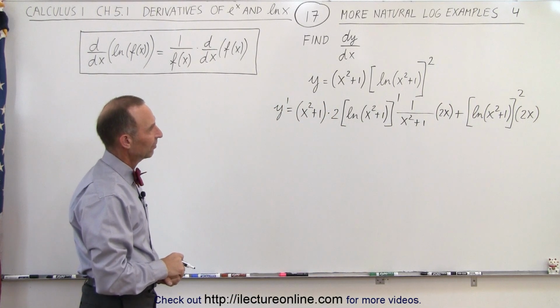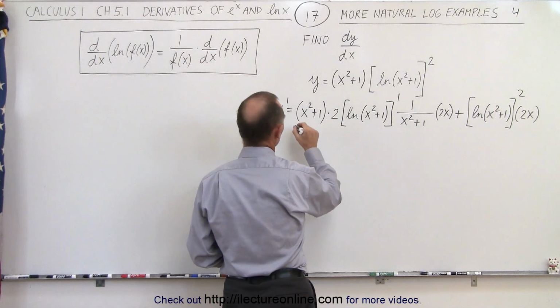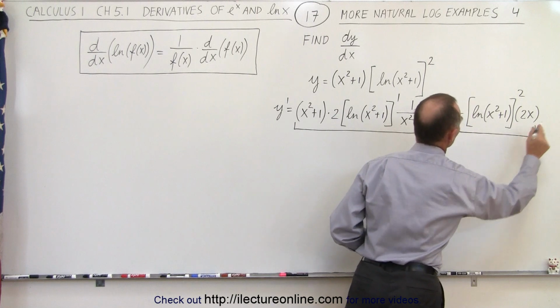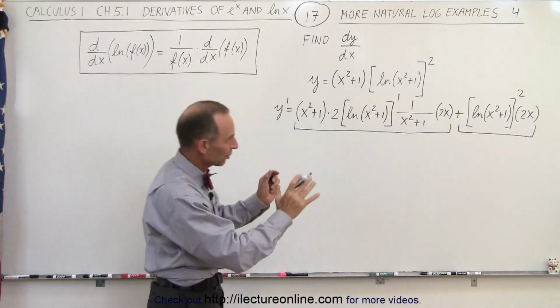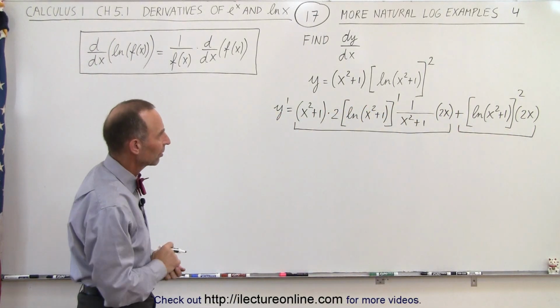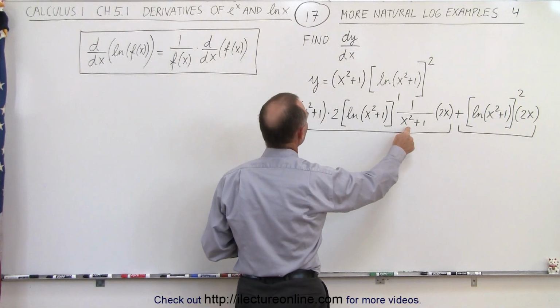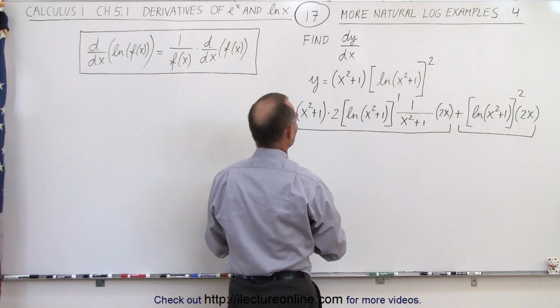Okay, let's see. If I look at my first term, there are two terms here. This is my first term, and here's my second term. Sometimes it's easier to see things when you put some brackets underneath like that. Notice we have an x squared plus 1 in the denominator, and we have an x squared plus 1 over here. So that cancels out.